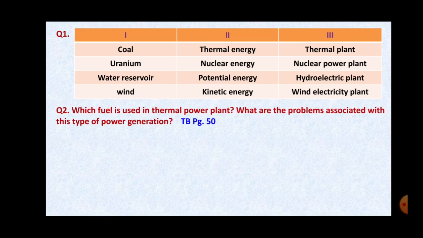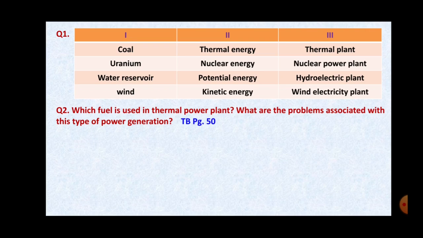Second question is, which fuel is used in thermal power plant? What are the problems associated with this type of power generation? This answer is given in your textbook on page number 50. So open page number 50. Now first part of the question is, which fuel is used? So it is coal. Coal is the fuel used in thermal power plant, and then we have to write the problems associated with this type of power generation.